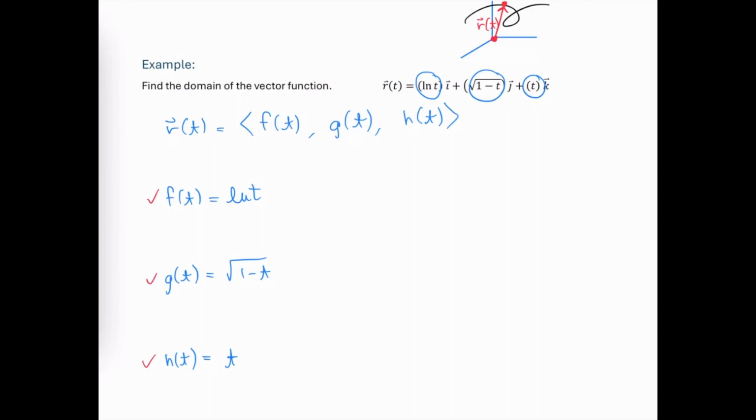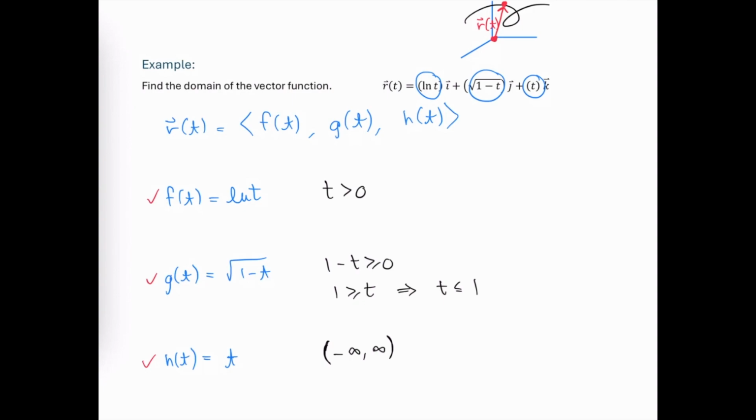So the domain of the ln of t, as you'll remember from algebra, is that t has to be greater than but not equal to 0, so strictly greater than 0. The domain of the square root of 1 minus t, we're going to take that radicand and set that greater than or equal to 0. We'll get 1 is greater than or equal to t. In other words, t is less than or equal to 1. And the domain of h of t equals t is just all real numbers, right? No restrictions on what t can be when we have t to the first power.